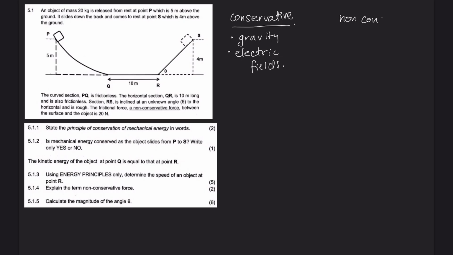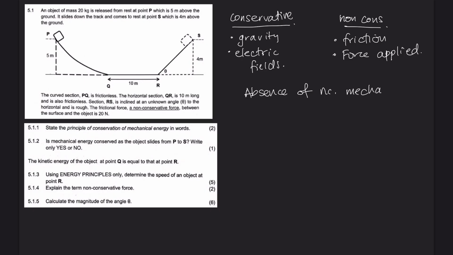Non-conservative forces are examples like friction, the force applied. And what we need to know here is that in the absence of non-conservative forces, so meaning when they're not there, mechanical energy is conserved.